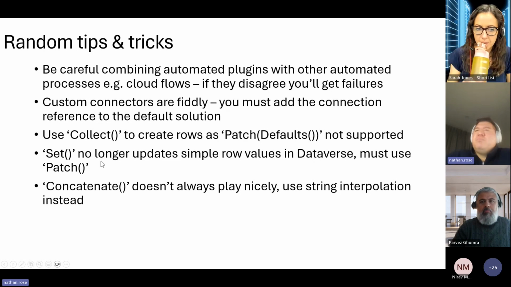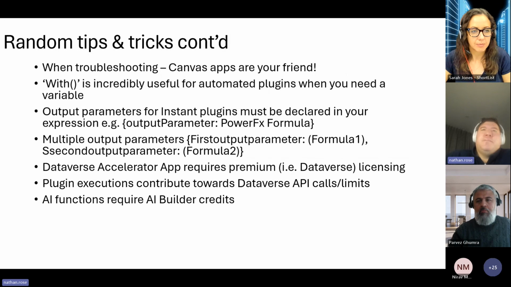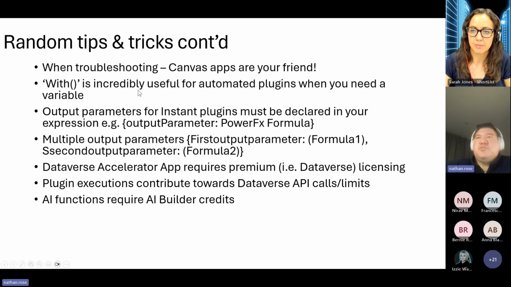Set doesn't update a row anymore. You've got to use Patch, although it looks like that's possibly changing again. Concatenate doesn't always play nicely, so in plugins, you'll need to use string interpolation instead of Concatenate. When you're troubleshooting, canvas apps are your friend. The IntelliSense in canvas apps is really good, really detailed.